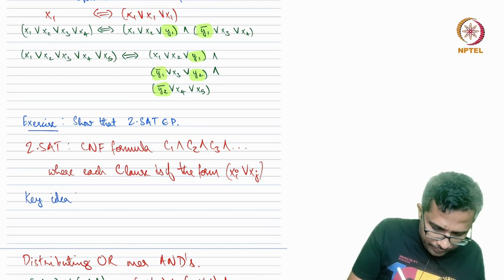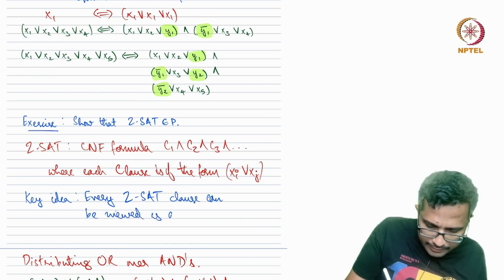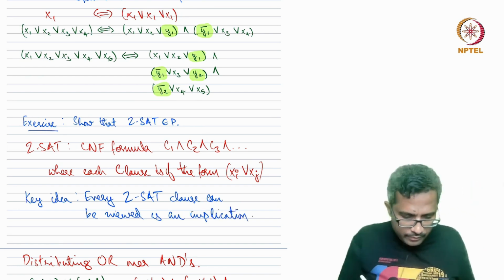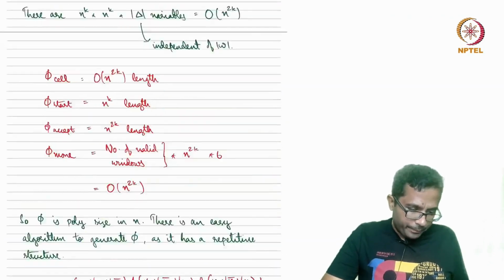Key idea: every 2 SAT clause can be viewed as an implication. So that's how we will show that 2 SAT is in P.